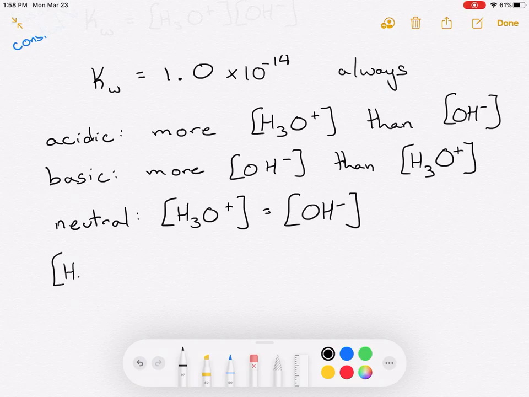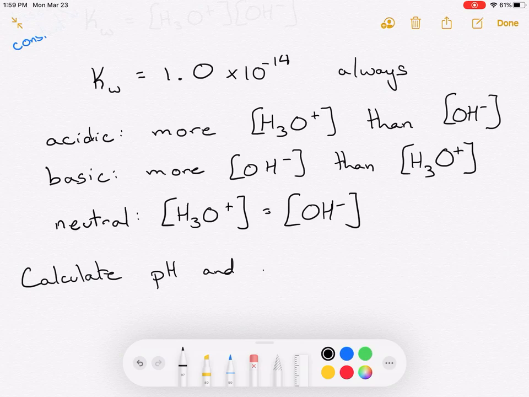Okay, and just as a reminder, we don't need to write this out. We've got it. When you have more H3O plus, it's more acidic, and more OH minus is basic. We've covered that here. So in general, when we talk about pH and pOH, it's using those concentrations.